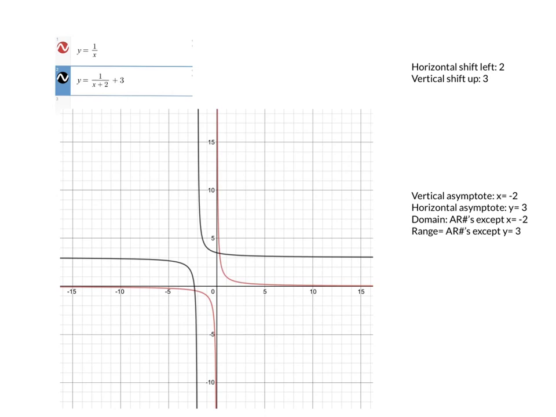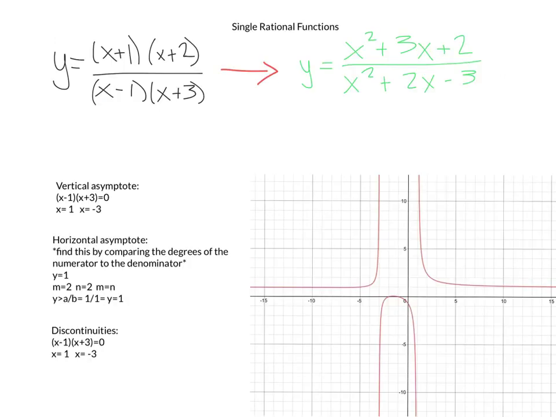black we have y equals 1 over x plus 2, plus 3. The horizontal shift for this is left 2, and the vertical shift is up 3. The vertical asymptote is x equals negative 2, and you can see that right here because it never crosses negative 2. And the horizontal asymptote is y equals 3, and you can tell that because it's right here and it never crosses 3. The domain is all real numbers except x equals negative 2, and the range is all real numbers except y equals 3.